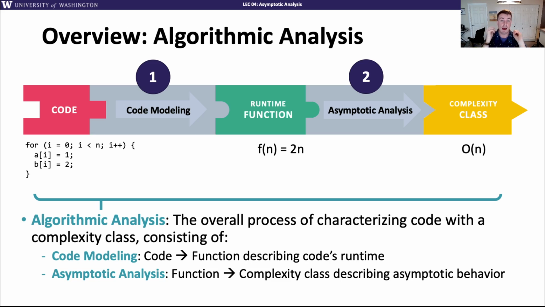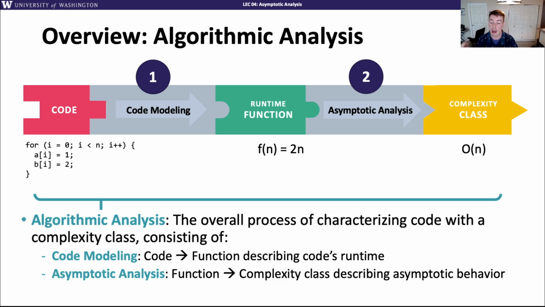And so when we're talking about algorithmic analysis in 373, we mean this whole process, this whole pipeline of going from code to a complexity class. But this whole process actually has some concrete steps. So we start with your code, which I have visualized as this pink code block. And I have an example of a for loop with 2 steps inside of it. The first part of algorithmic analysis is what we call code modeling. And code modeling is a process that takes code and turns it into a function that describes the runtime in terms of the input size.